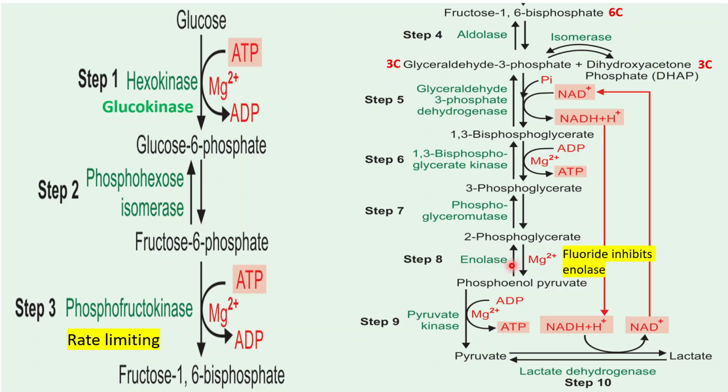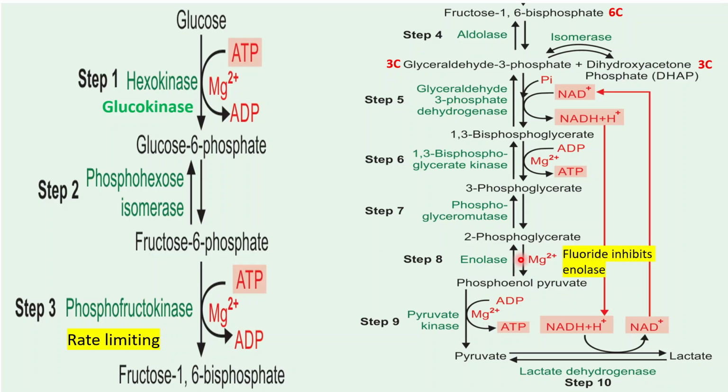Okay, so when this inhibits the enzyme enolase, the glycolysis pathway is inhibited. So when the glycolysis pathway is inhibited, consumption of glucose by the cells is reduced. As a result, whatever the blood glucose level present in the blood, the same blood glucose levels we are going to get.